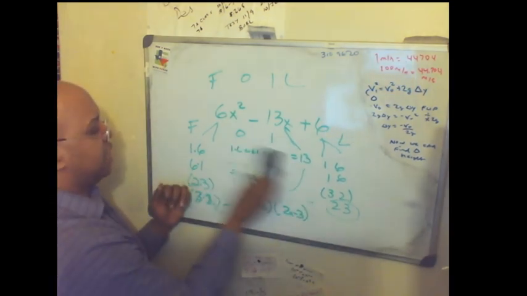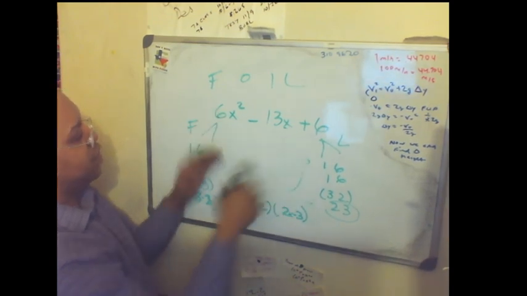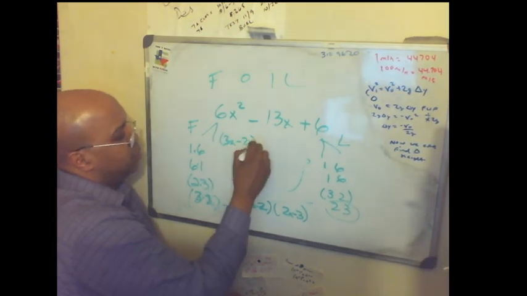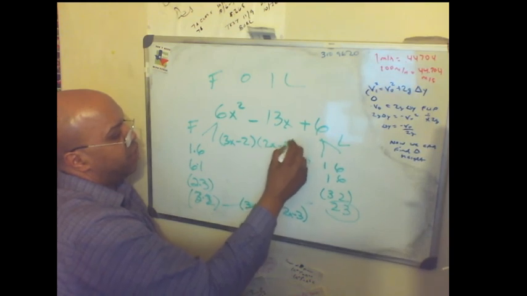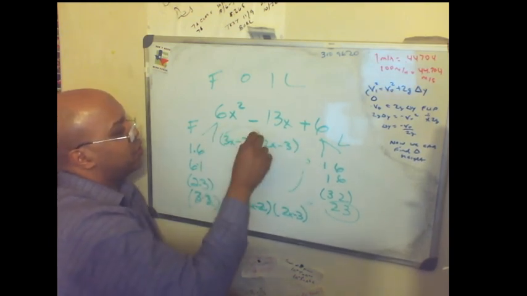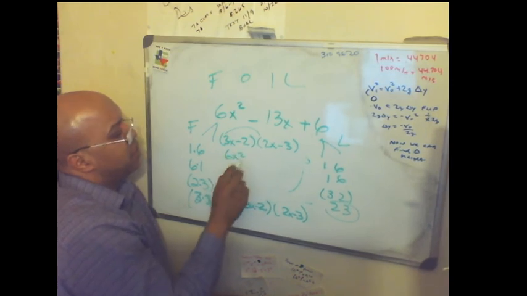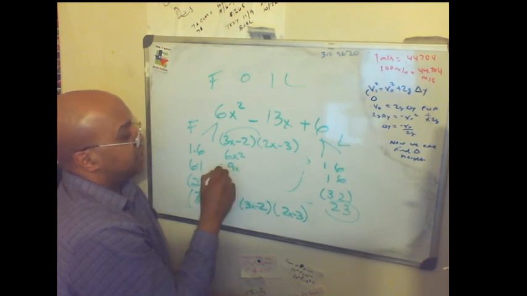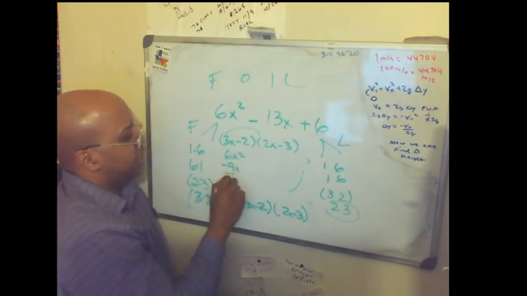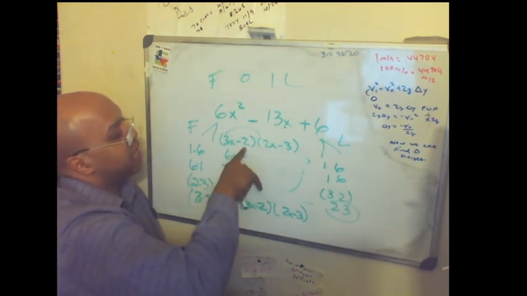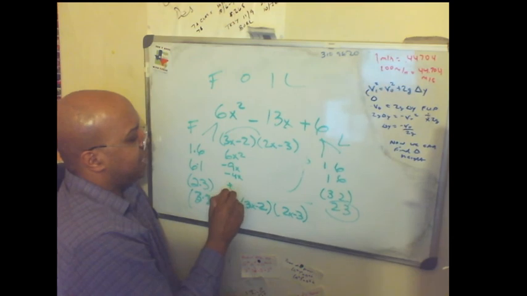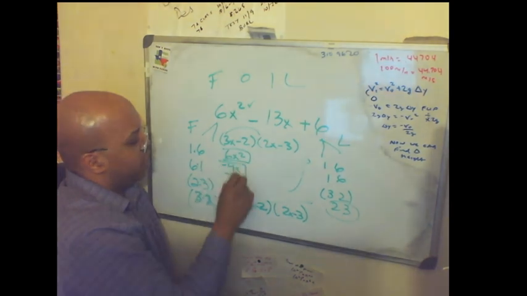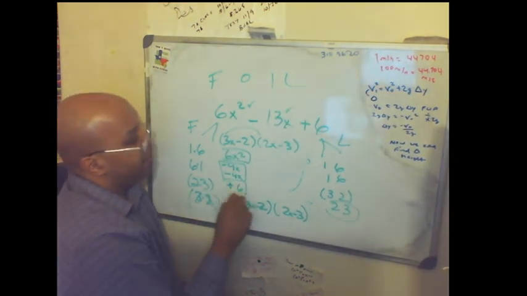Now, we have to test it out. So, this is the original problem. And our answer that we came up with was 3x minus 2 times 2x minus 3. Alright, so when we take the first term, we get 6x squared. We go to the outside terms, we get 9x, actually negative 9x. The inside terms are negative 4x. And the last two terms, negative 2 and negative 3, is positive 6. So we have our 6x squared, check. We have our negative 13x, check. And we have our positive 6, check.